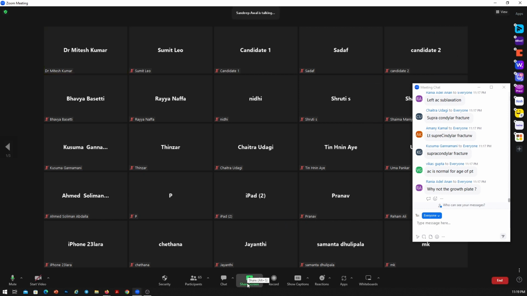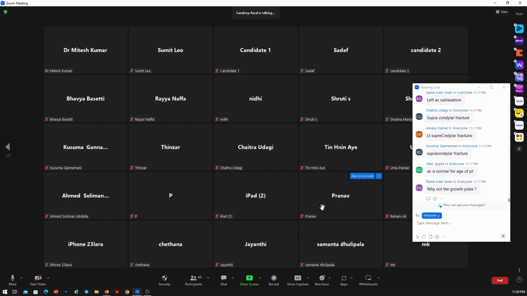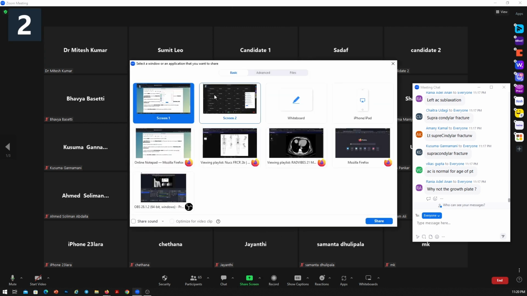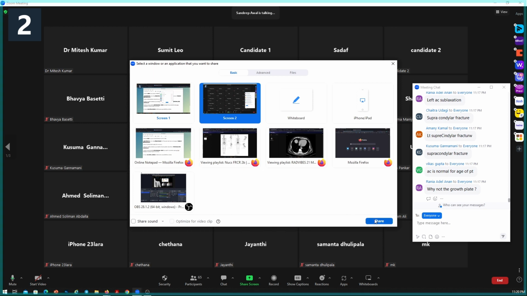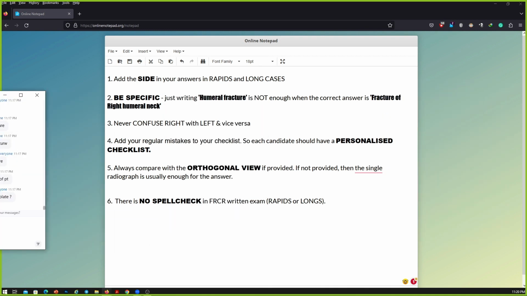Dr. Mitesh, I'll just share a few points. While you were showing the spotters, the radiographs, I noted down a few points on the notepad to share with the candidates. So here are a few tips which I felt just now, looking at the candidates' answers. Let me share my screen. Here goes the notepad. I hope everyone can see it. I have two screens, so sometimes I get confused. Every one of you can see 6 points, right?